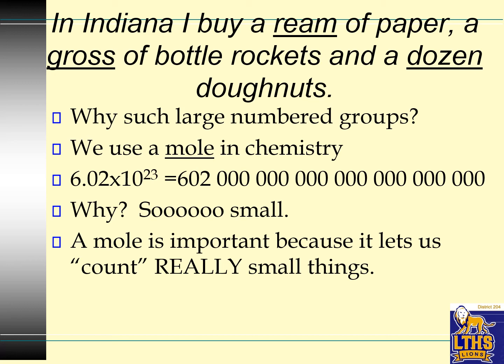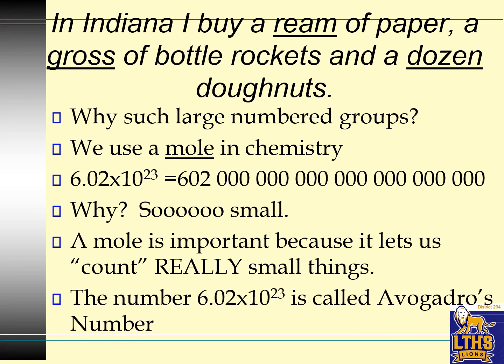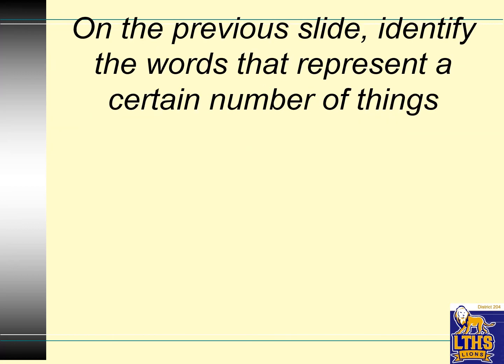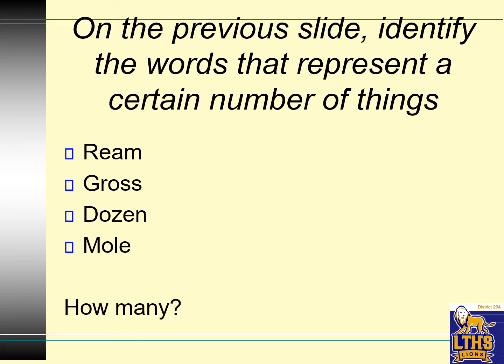All right. So a mole is something to help us count, but we're going to count by weighing. This number is also called Avogadro's number, 6.02 times 10 to the 23rd. What does that represent? A number of things. So a ream, a gross, a dozen, and then a mole. When we talk about these, we want to know how many they are.